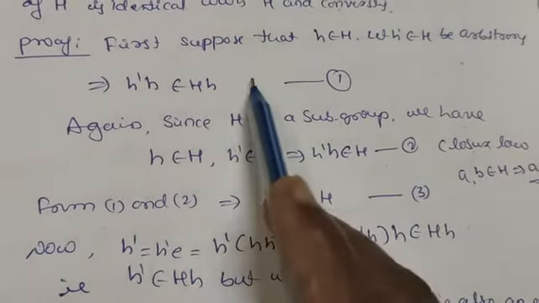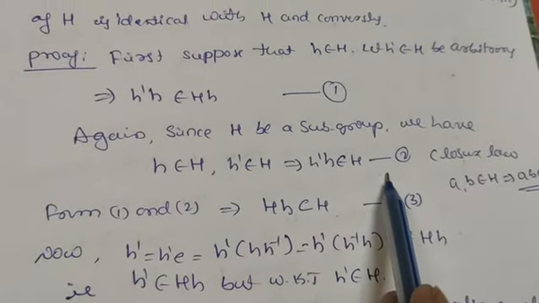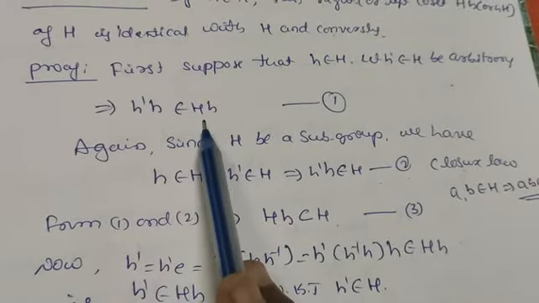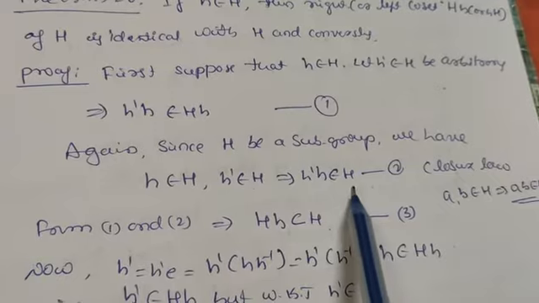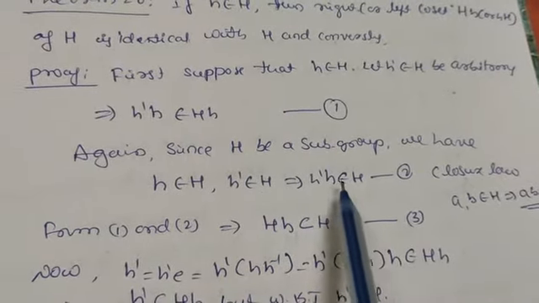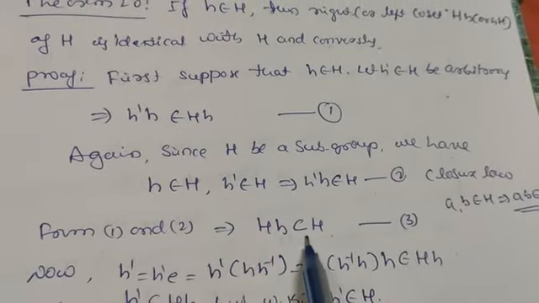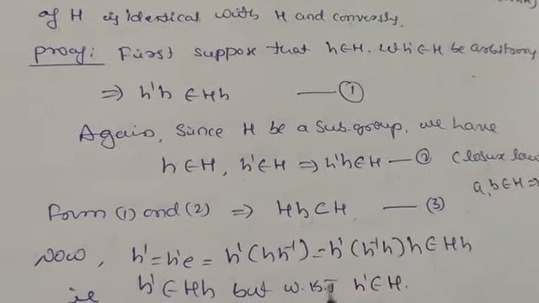So from equations 1 and 2, what we have seen here is h' into h belongs to H into h, and h' into h also belongs to H. So one is contained in another. So this implies H into small h is contained in H. It is a subset of this H. Take this one as third equation.